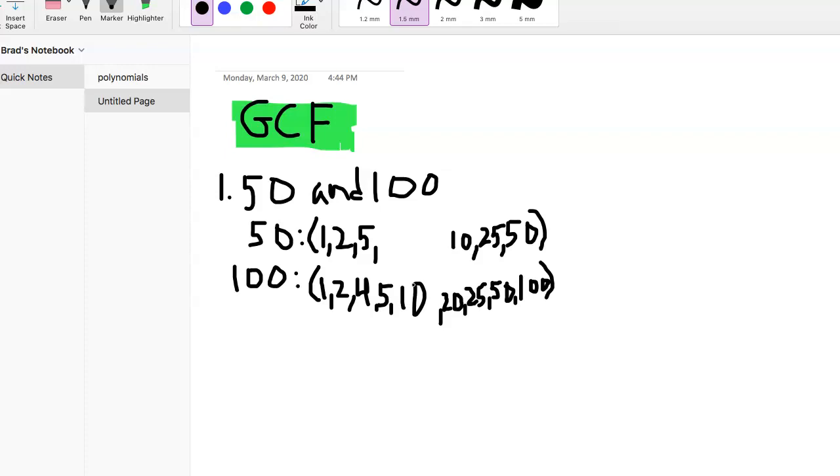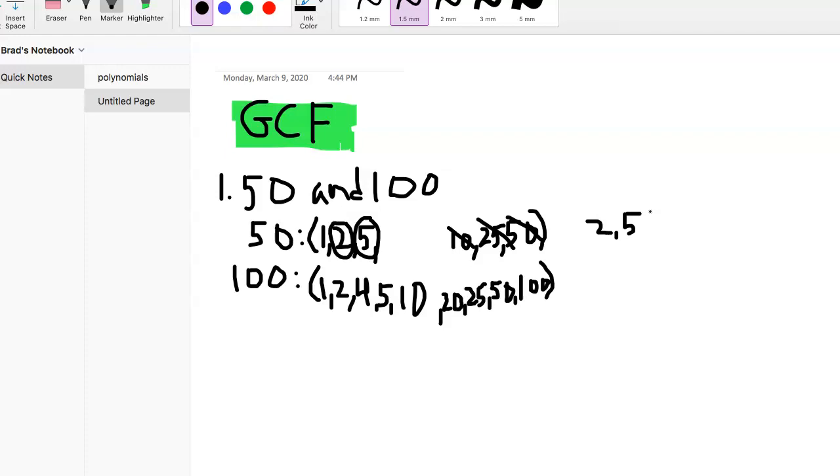Okay, so now what do we do? We want to find the prime factors, right? So 2 is always a prime number. 5 is a prime number, right? You can only multiply 1 times 5 to get 5. But even numbers are never prime, right? So 10's not prime, 50's not prime. 25, you can go 5 times 5 to get 25, right? So 25 is not prime either. So the only prime factors we have are 2 and 5.